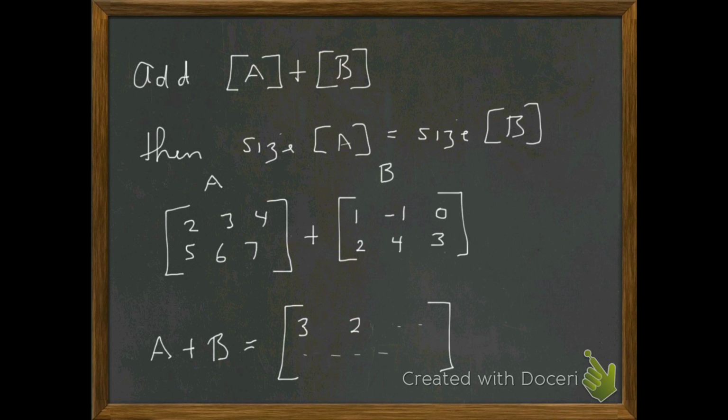Luckily for us, the same thing happens in subtracting matrices. So if we're going to subtract matrix B from matrix A, then we would just go 2 minus 1, 3 minus negative 1, and so on and so forth. All right, we're not going to do a lot of matrix addition and subtraction, but it does come up. Now, something we are going to do is learn to multiply matrices. Now, a little bit more. Let me go back to the beginning.